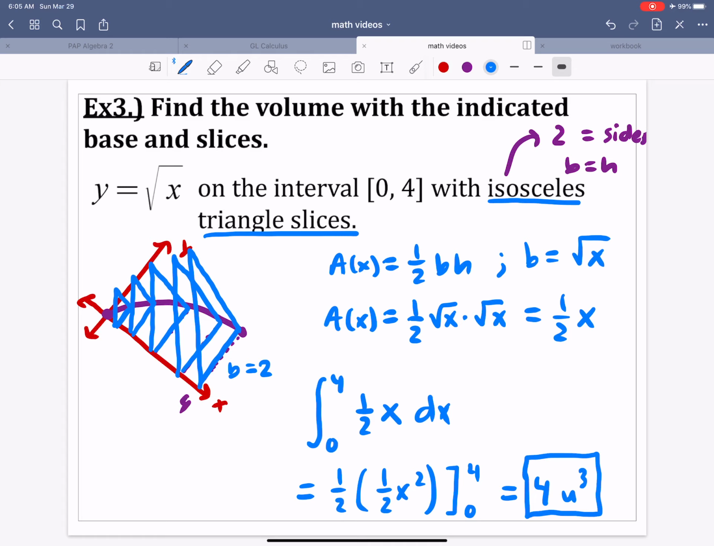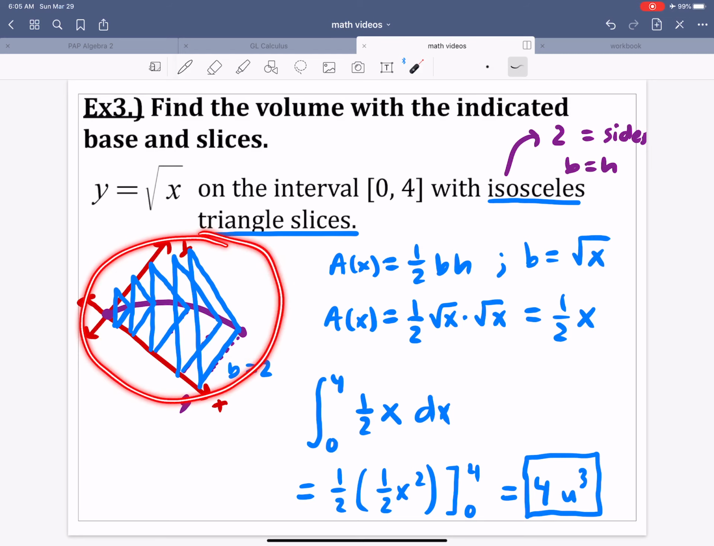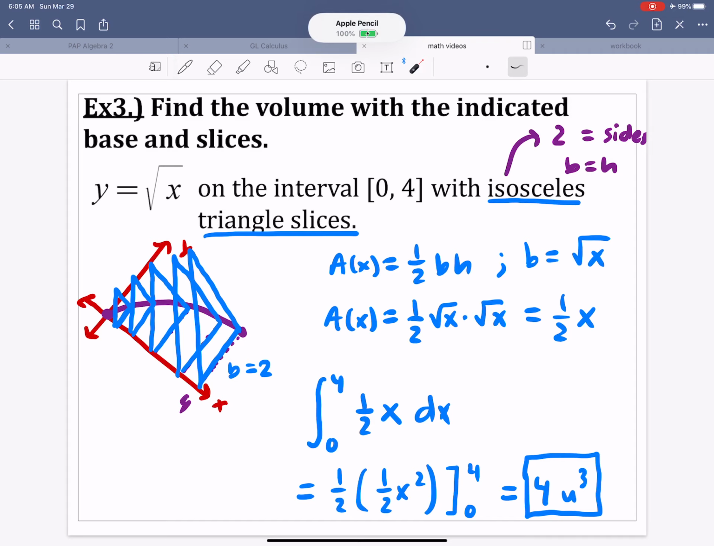So 4 units cubed would be the volume of the three-dimensional figure that's created using isosceles triangle slices consecutively right next to each other, going from 0 all the way up to, I'm sorry, to 4. Lots of material in that, guys. I know that you might need to rewatch that a couple times. Again, I think the hardest part is visualizing what's actually happening here.